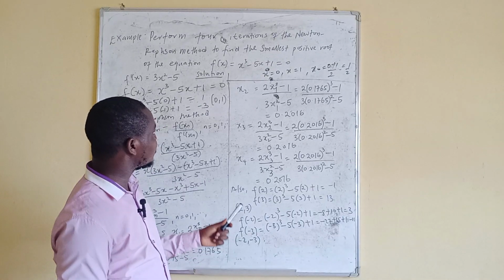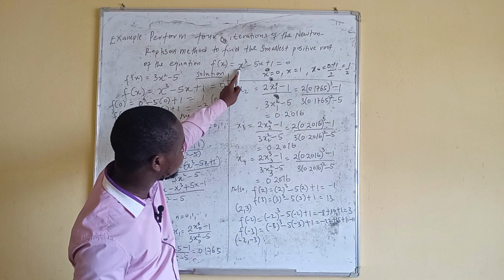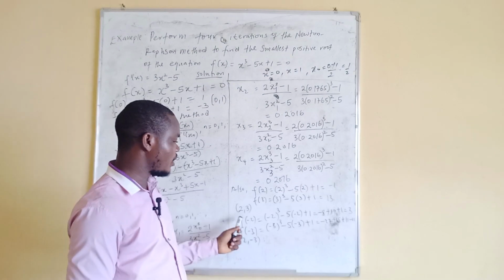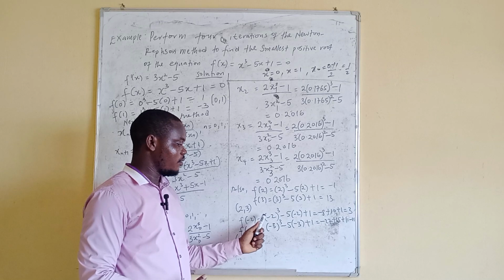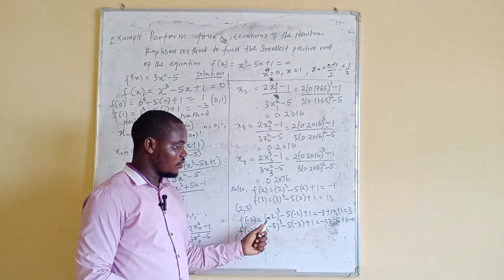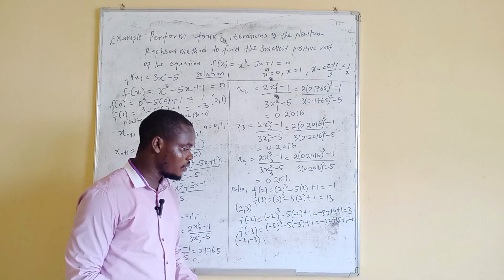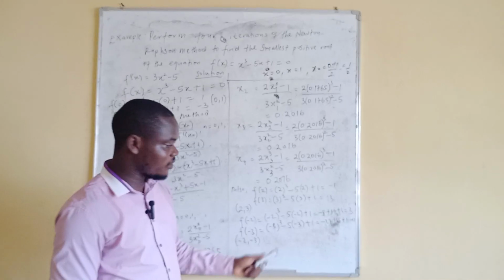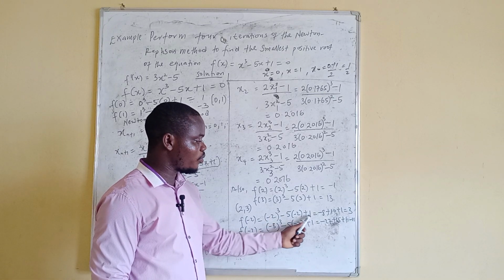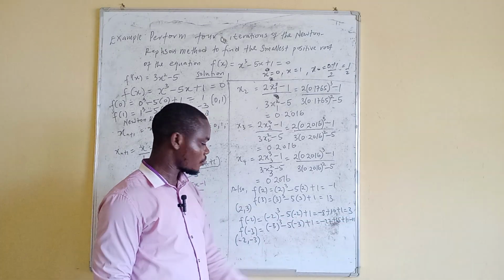Now for the third case, since the power of x is cubed here, that means you have 3 possible roots. So the next one, f of minus 2, will be minus 2 to the power of 3 minus 5 into minus 2 plus 1. Now minus 2 to the power of 3 is minus 8. Minus 5 into minus 2 is 10. 10 minus 8 is 2. 2 plus 1 is 3.